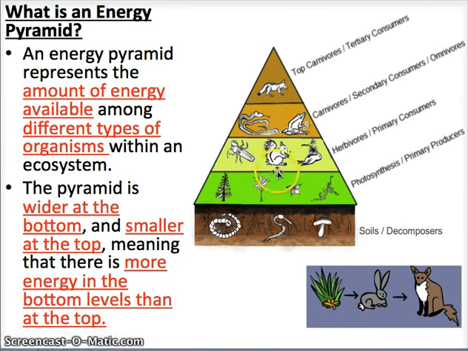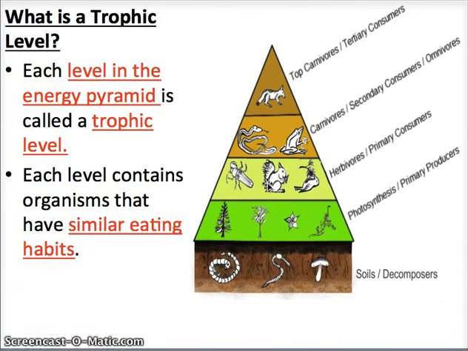Pyramids are wider at the bottom and small at the top. That means that there's more energy down here and less energy up here. It's supposed to represent that through the shape.